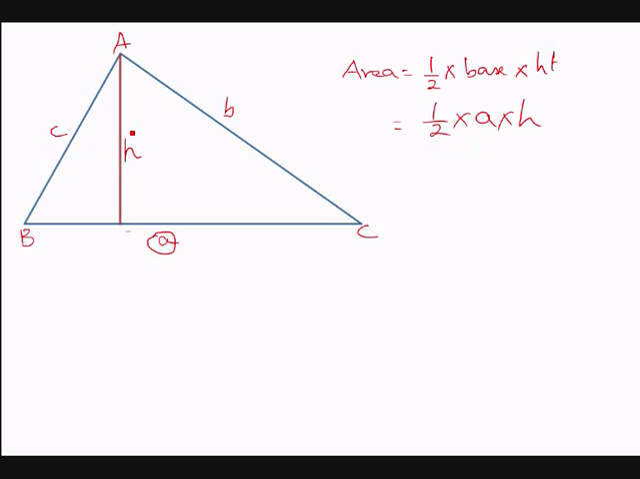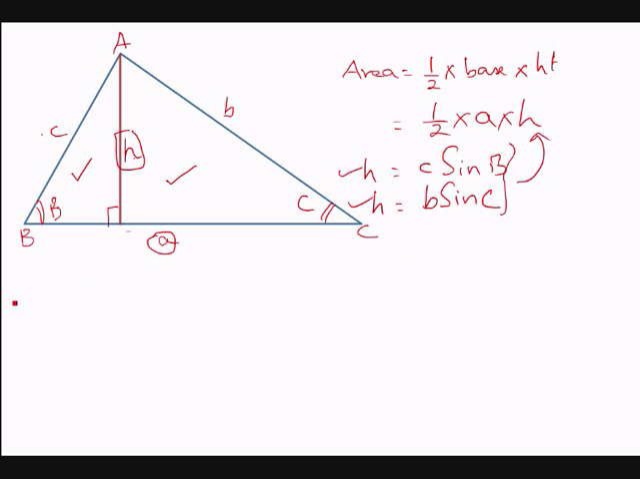Now, considering this h as part of this triangle, where the angle is b and here it is 90 degrees, then h can be written as c sine b, because sine b is h over c. Similarly, if I consider this triangle where the angle is c and the hypotenuse is b, then h can be written as b sine c. So if I substitute these two formulas in this, then I have area is equal to half a c sine b, or area is equal to half a b sine c.